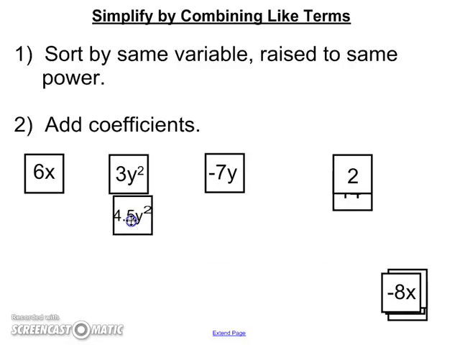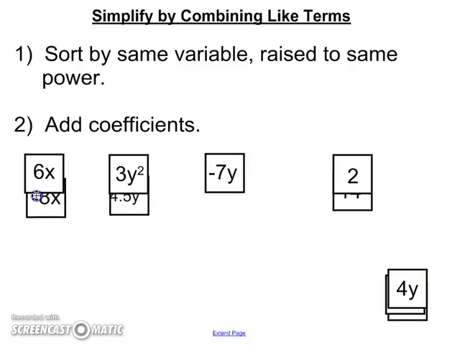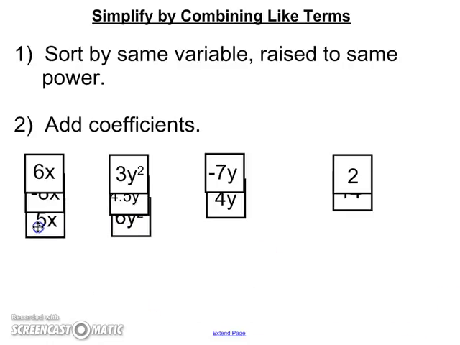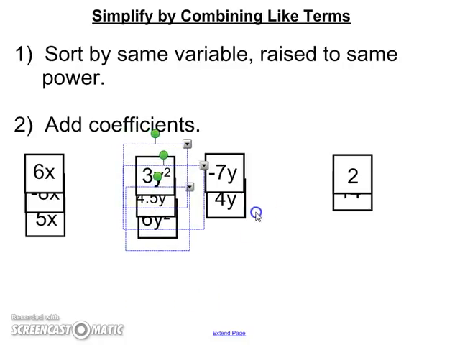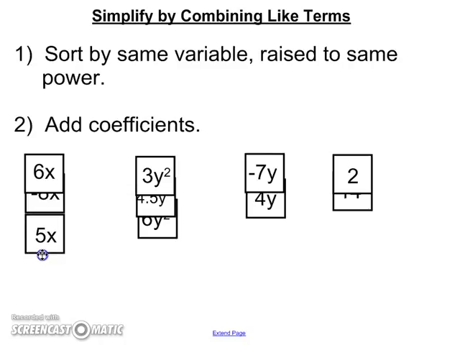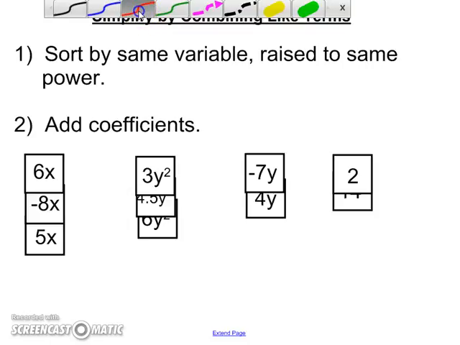4.5y squared. Well, y squareds go with other y squareds. Same variable raised to same power. X's. So the x's go together. There's another y squared, and another 5x. So now you'll notice here I have sorted the tiles, the cards, whatever you want to call them, out by variable type. Again, same variable raised to same power. So now my next step is to simplify this to the end, which is to add their coefficients together.